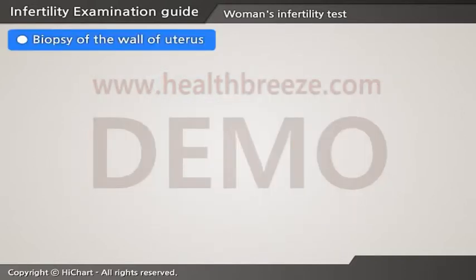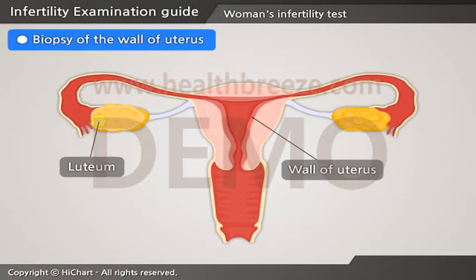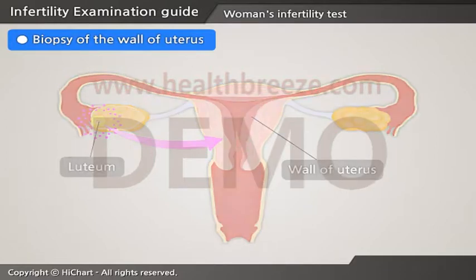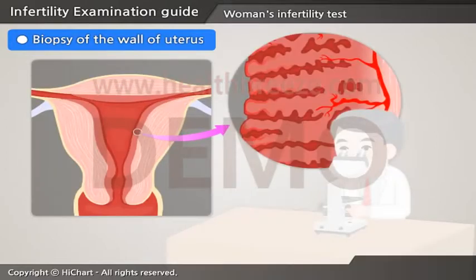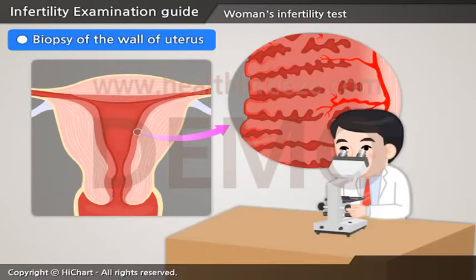Biopsy of the wall of the uterus. The wall of the uterus is thickened by hormone until the start of menstruation in order for implantation to occur. Take tissues of the wall of the uterus several days before menstruation and observe those tissues by using endoscopy. Endometrial proliferation influenced by hormone can be observed.